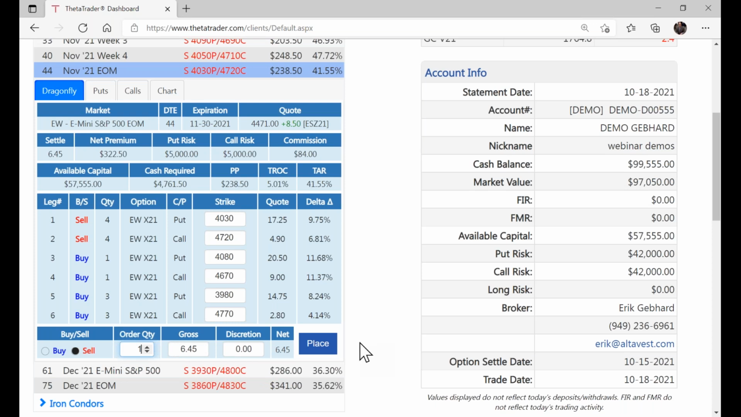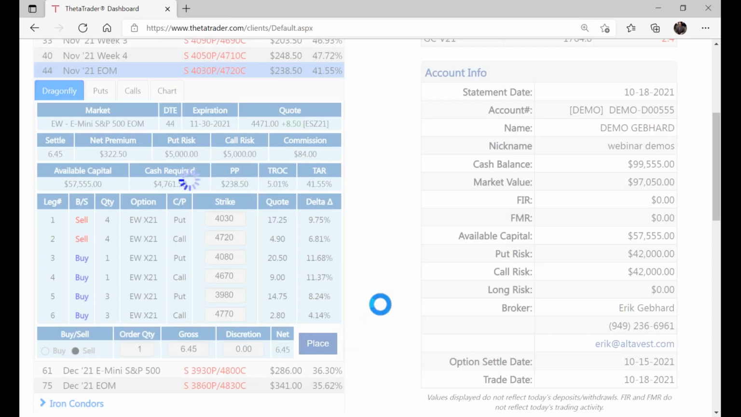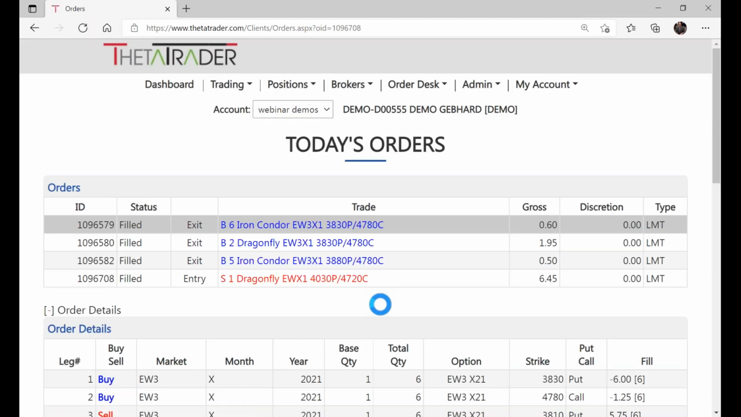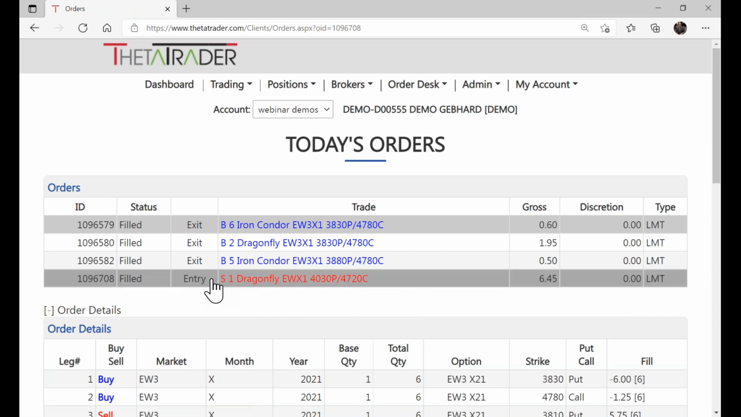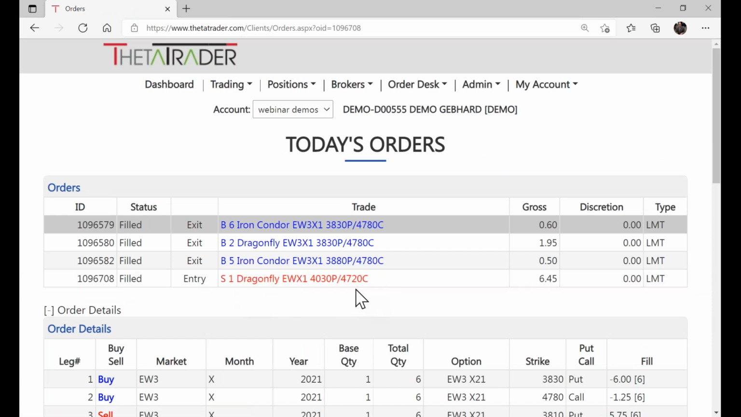And then if you like what you see here, you would place that order. And there it is. It's just that simple. You see here it shows up in our demo account that the order is now placed and filled. And that's as easy as that.